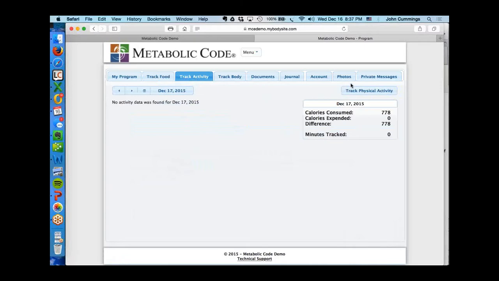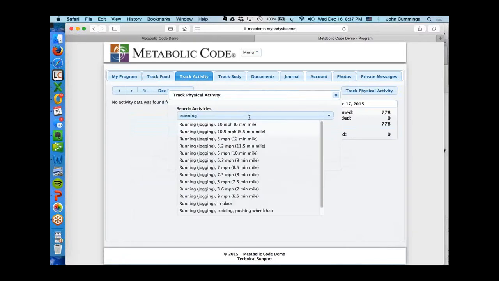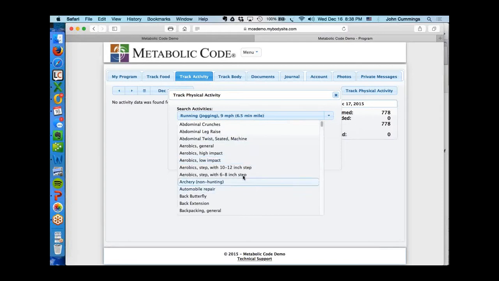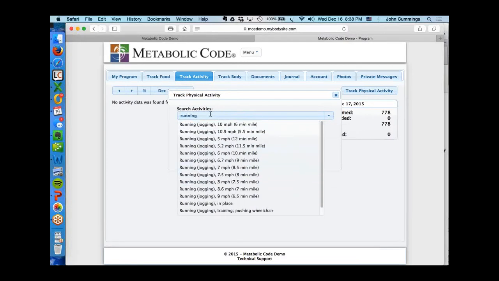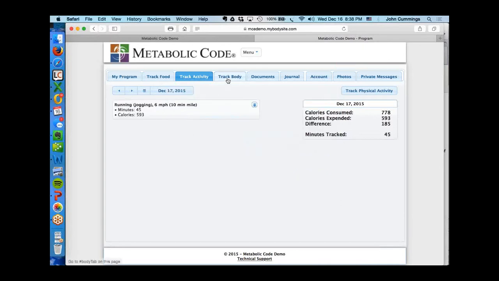There's also an activity tracker, which lets them track and journal their exercise activities. So maybe they're running 6.5 minute miles, pretty quick. So let's change it to something realistic. I think most of us are probably running around a 10-minute mile if we're sticking to it. So let's say they've got their weight and their time spent. They can calculate that and record their calories for any physical activities that they're doing.